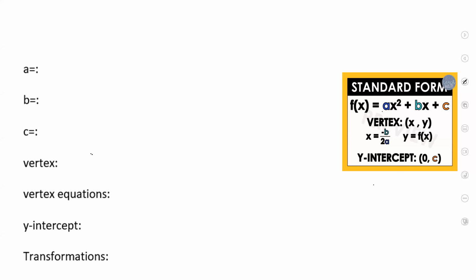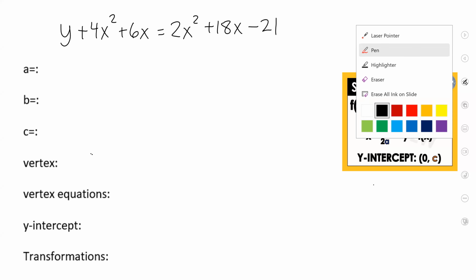Okay, so I'm going to do page 18, problem 4. Go ahead, read it. y plus 4x squared plus 6x equals 2x squared plus 18x minus 21. Okay, so guys, this is not in standard form. So let's put it in standard form. Don't freak out. I know it looks crazy.